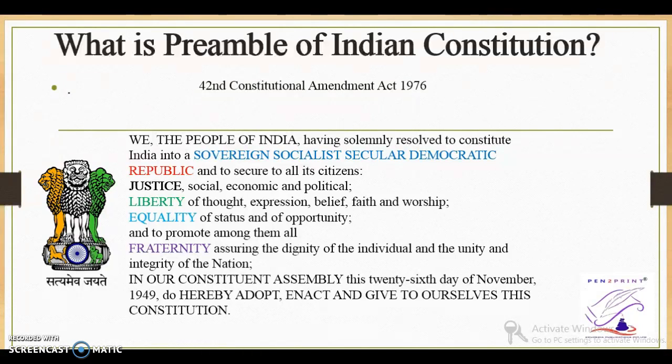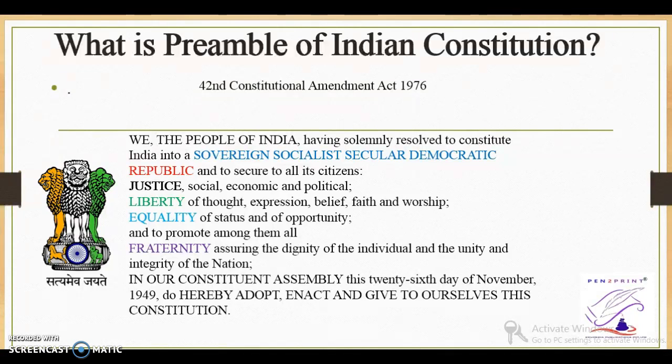There are some very important features of our preamble. So we will discuss here what are the main features of our preamble. Preamble is our source of authority.